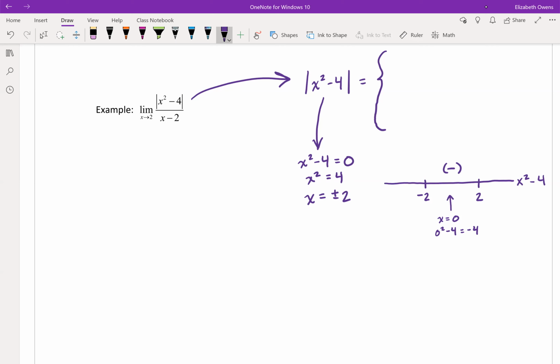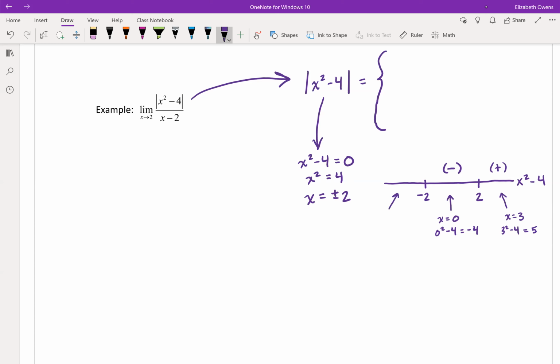Okay, we'll see why that matters in just a minute here. Now let's pick something over to the right of 2, like x equals 3, for instance. Plug that in. Okay, I already went a little fast there. 3 squared minus 4, 9 minus 4, would be 5. And regardless of what value you pick over there, the result is going to be positive.